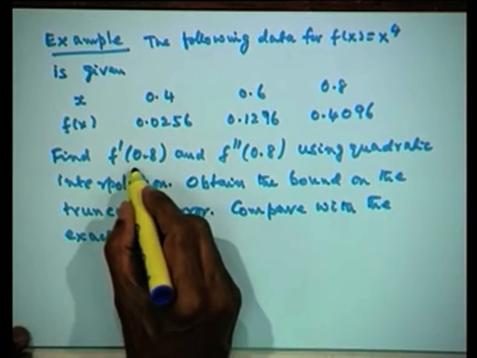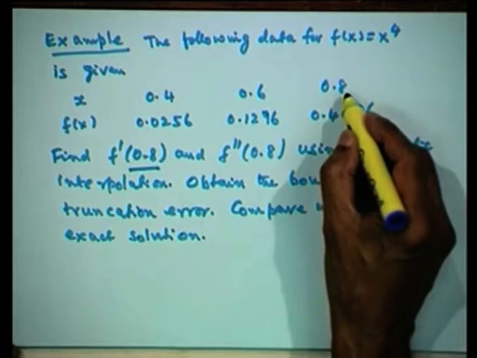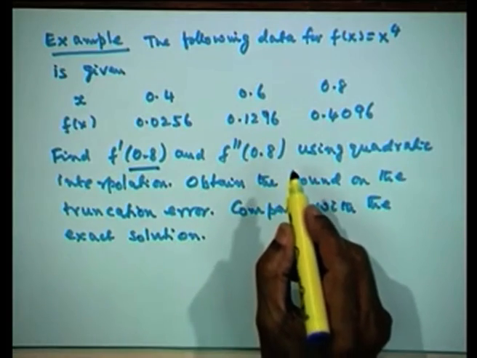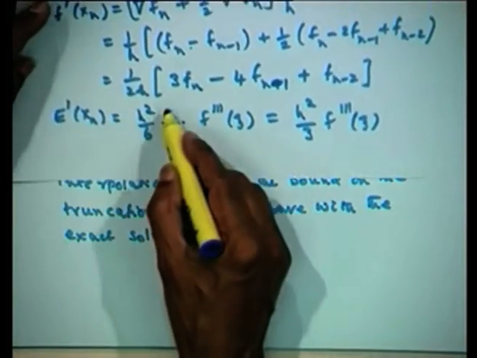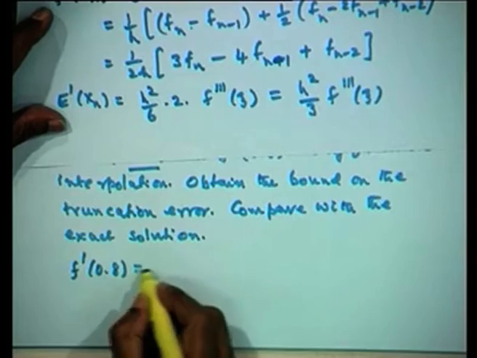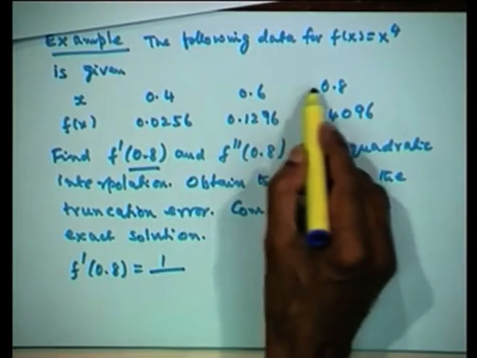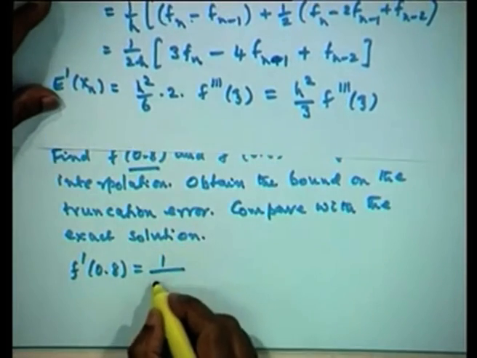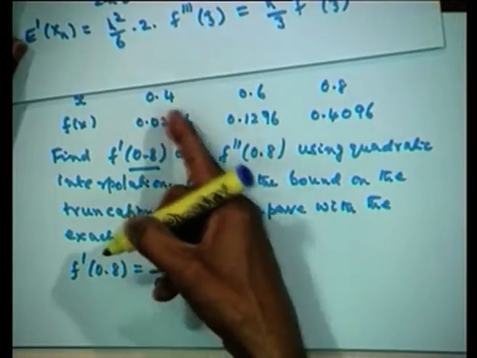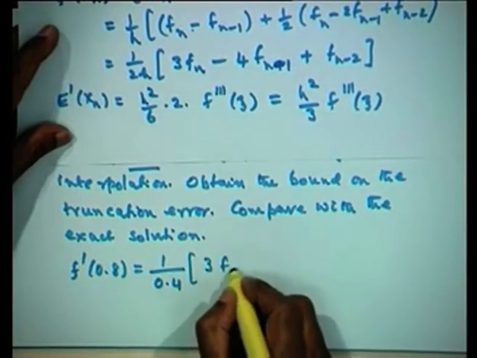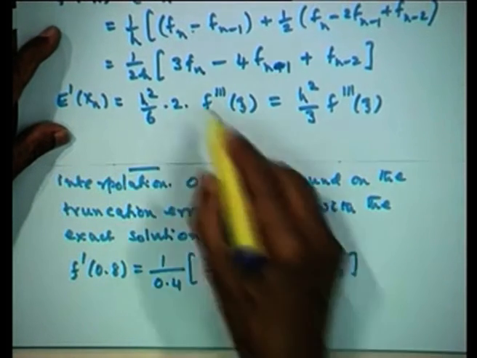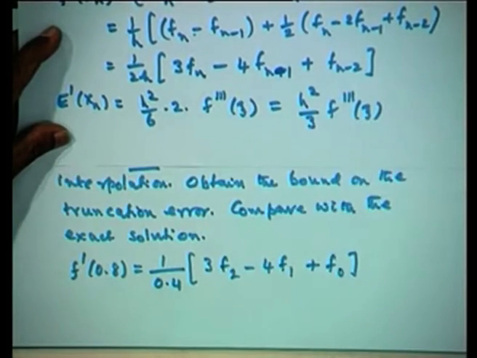Now, we are asked to find the derivative at 0.8. 0.8 is the last point of the data. Therefore, I need to use the backward differences. That is the formula that we have just now derived. I must use this formula to find the derivative at the last point. That means f dash at 0.8 is 1 upon 2h, that is 0.4, times 3 f 2 minus 4 f 1 plus f 0. Let us take f naught, f 1, f 2.